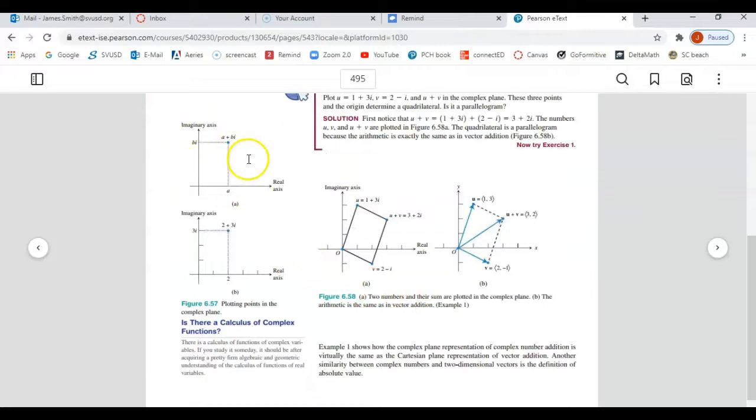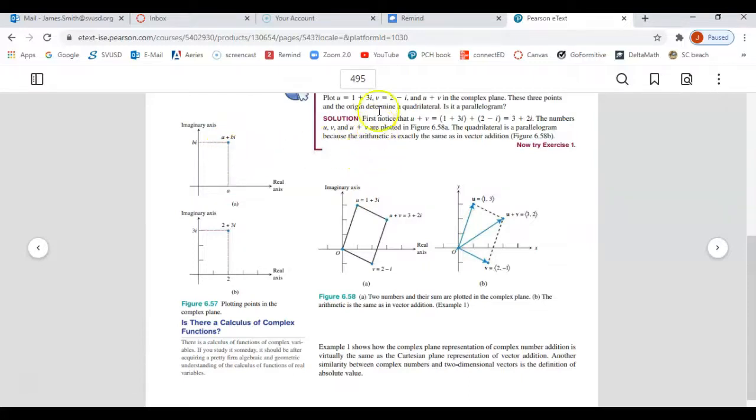As you look at this, this is your real axis and this is your imaginary axis. In the setup a plus bi, a represents the real number, and b represents the imaginary number. Whatever that real number is, that's how far we go to the left or right. Whatever the imaginary number is, that's the y-axis, that's how far you go up or down.